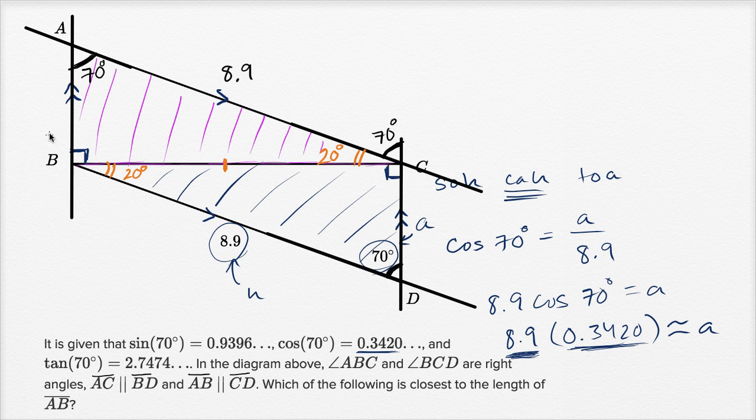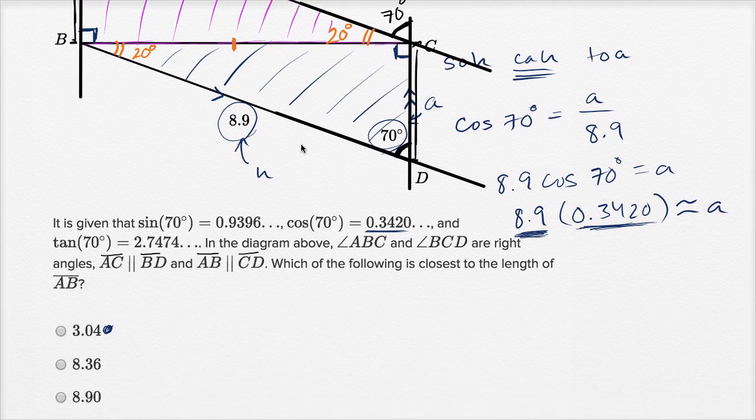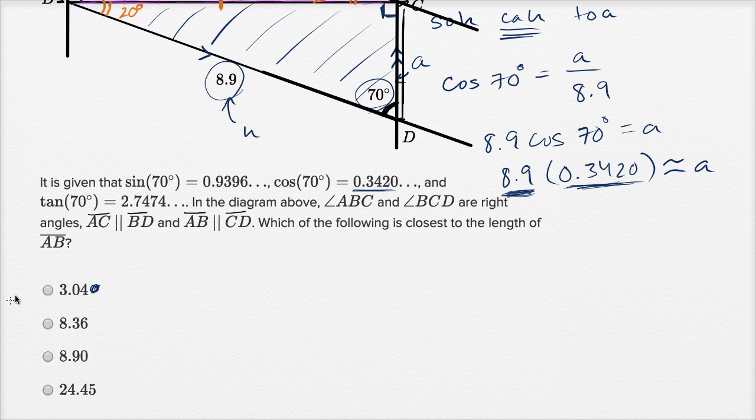And now figuring out the length of AB is exactly the same thing as figuring out the length of CD. These are corresponding sides. And since the triangles are congruent, the length of AB is going to be the same thing as the length of CD, which is, of course, 3.04. This is what we started solving at the beginning of the video.